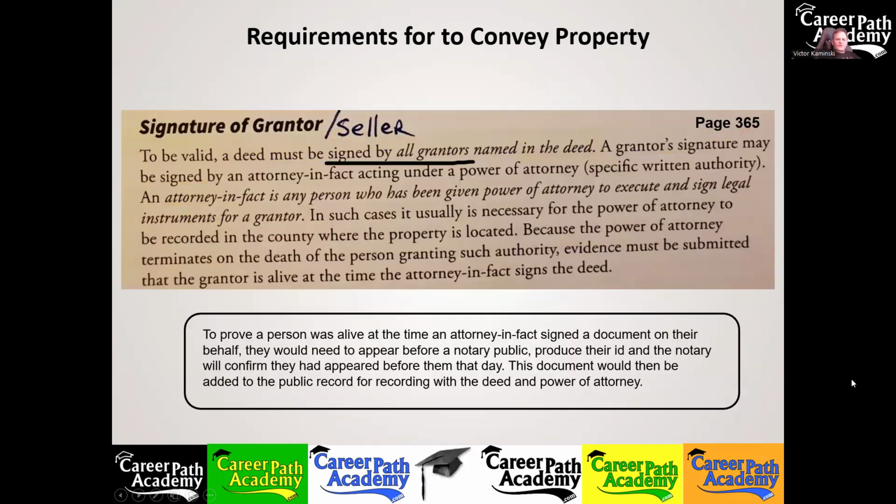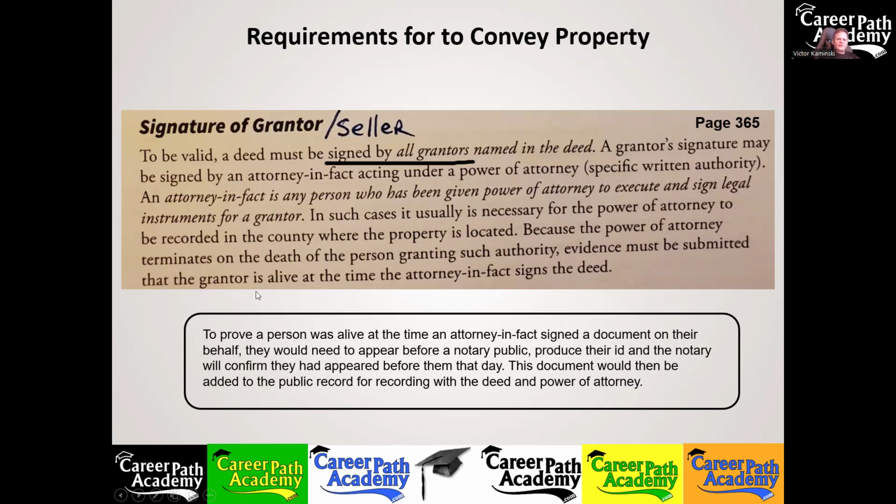So we have to have the signature of the grantor, that's the seller, has to be signed by all of them. Now, an interesting little thing that they have here is a grantor's signature may be signed by an attorney in fact under a power of attorney if they're not going to be around, right? So an attorney in fact is any person who has been given a power of attorney to execute or sign legal documents for the grantor. In such cases, it's usually necessary for the power of attorney to be recorded in the county where the property is located, because the power of attorney terminates on the death of the person granting such authority.